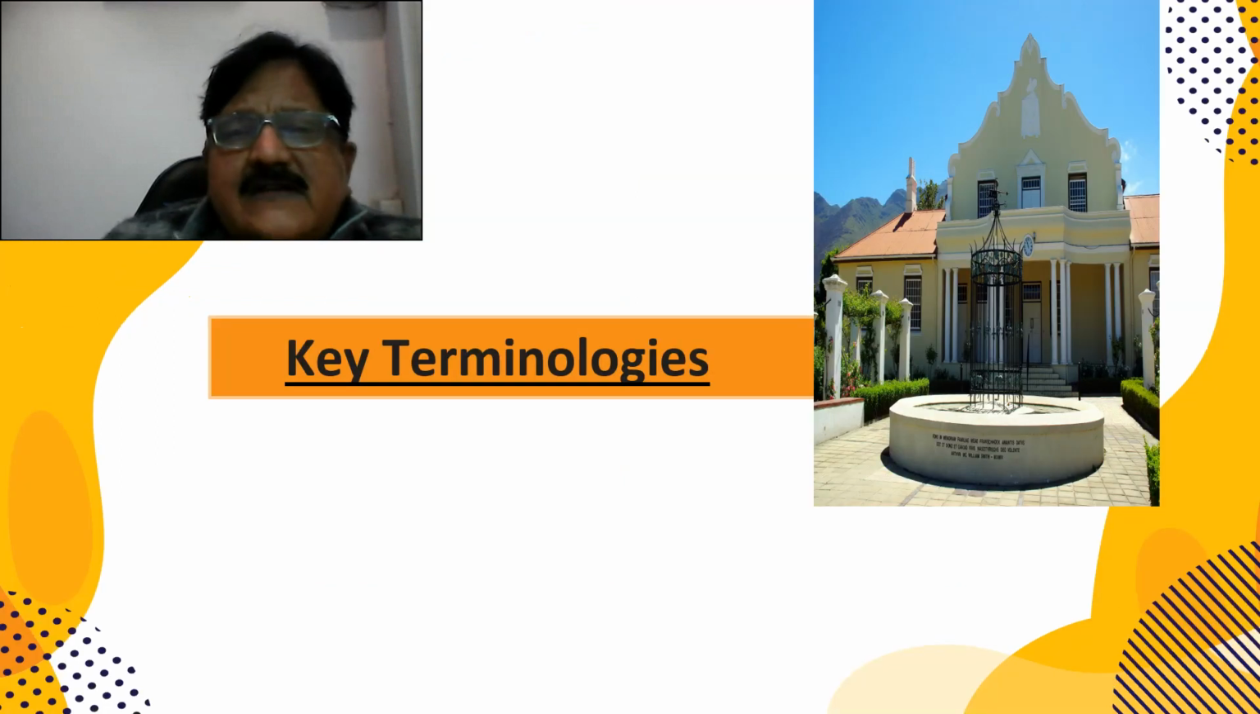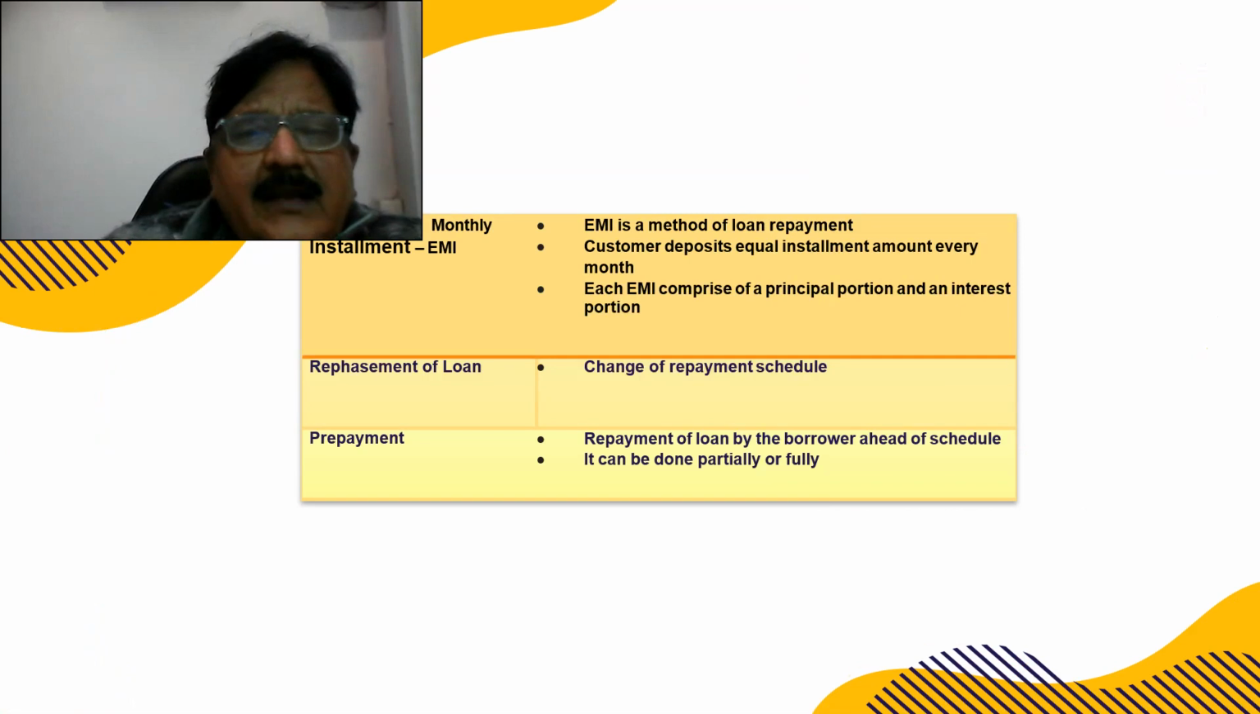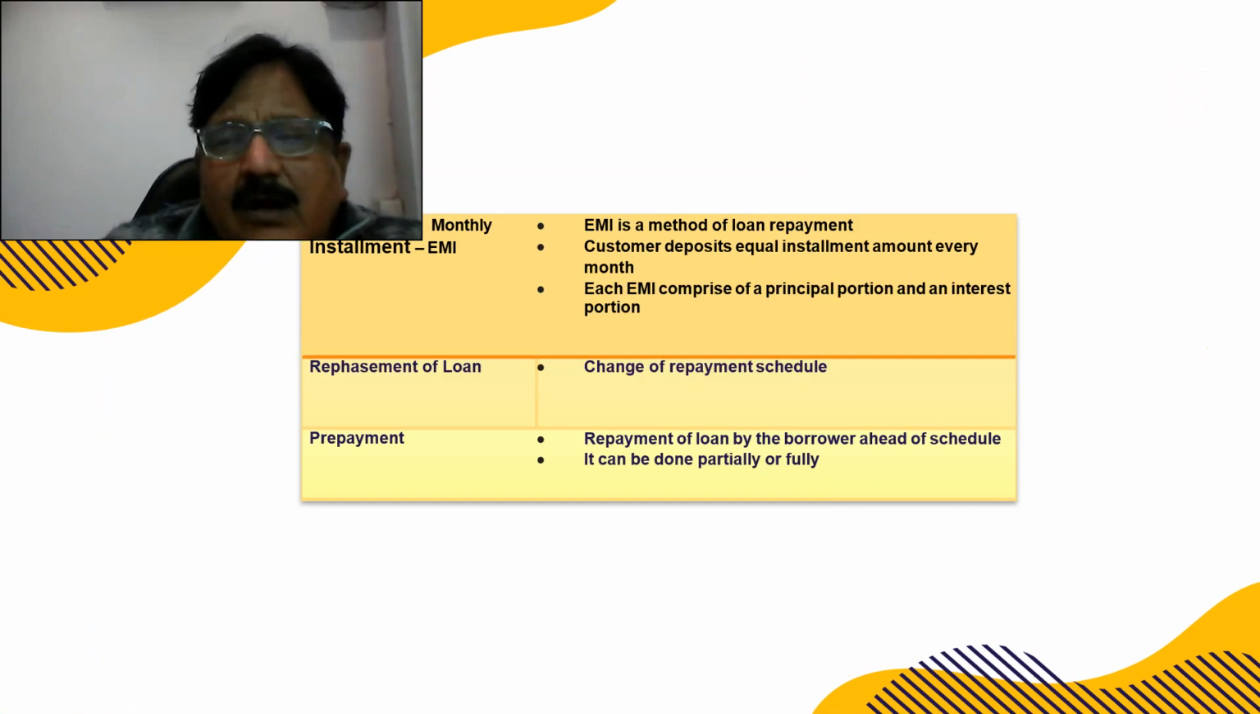So key terminologies, like we give loans for housing loan, car loan, loan against gold, loan against property, and so on, right? The EMI consists of two components, just like car loan, housing loan are repaid in EMI. It consists of two components, principal and interest component, and it remains constant throughout the tenure, right? Each EMI comprises a principal portion and the interest portion.